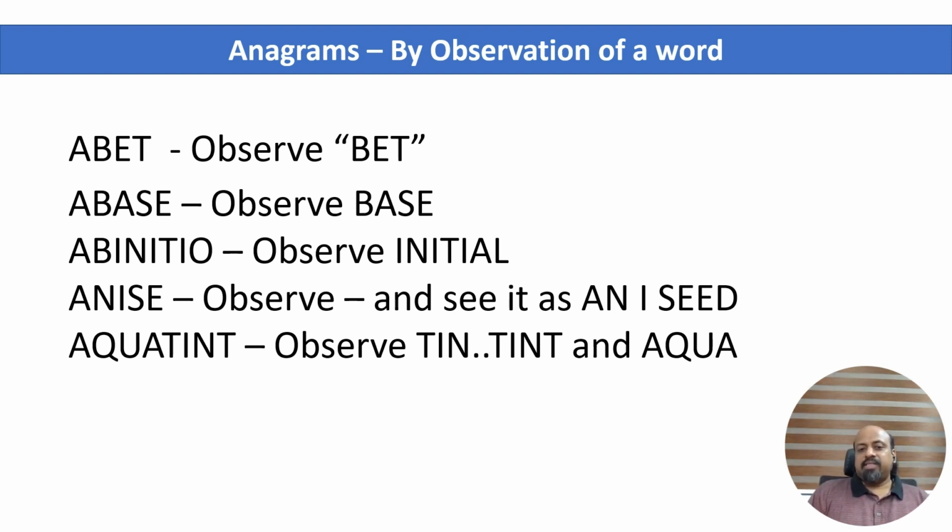And then you have aquatint. I don't need to explain all the words, just picking some. So you look into the anagram, aquatint. What I see suddenly is tin, aqua and tint. Tin, it's not tin, it's something like copper. In copper, you have a painting, a watercolor kind of painting, right? So in a copper board you have some kind of painting or some kind of design. So that is aquatint. You observe the anagram, tint here, and then aqua, you connect all this, you get the word.